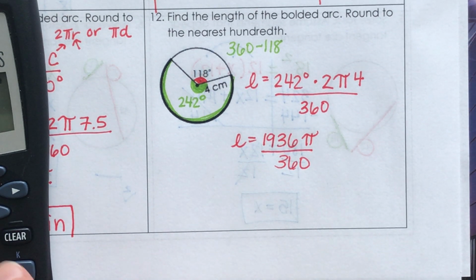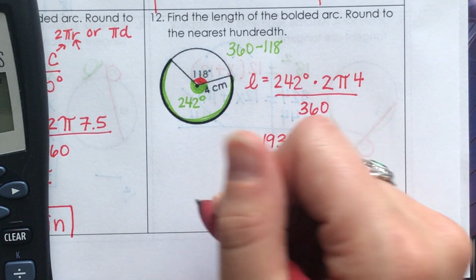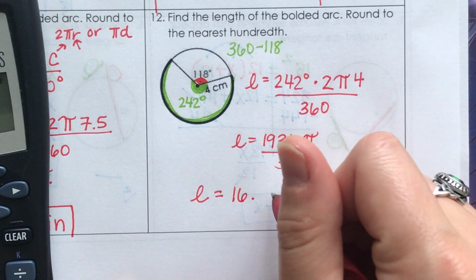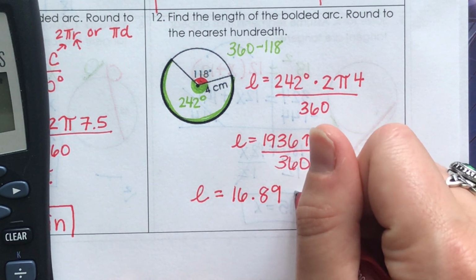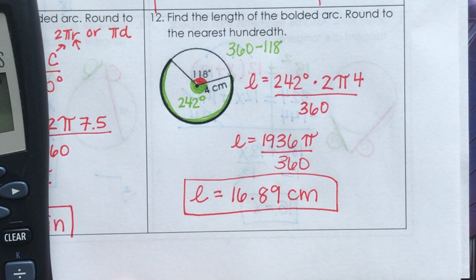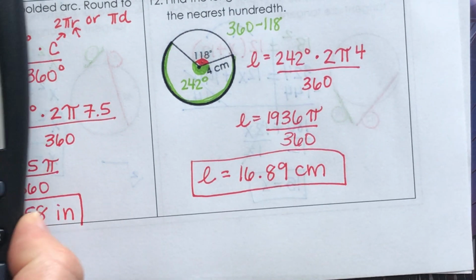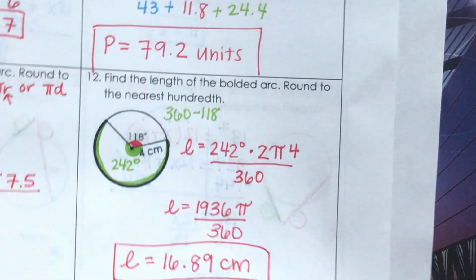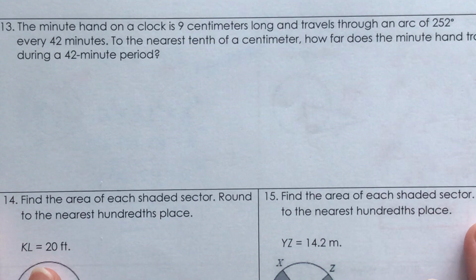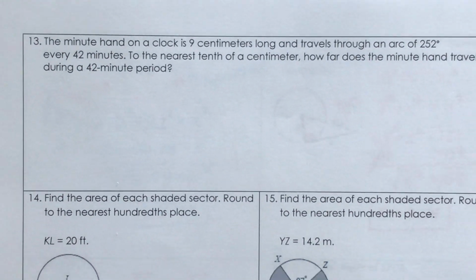Multiply times pi, divide by 360. My answer is 16 point, so it's 894, so I keep it at 89. And I'm talking about centimeters, so I mark it as centimeters. All right, just a few more, almost done. Last 3. Oops, there we go. We'll zoom out.